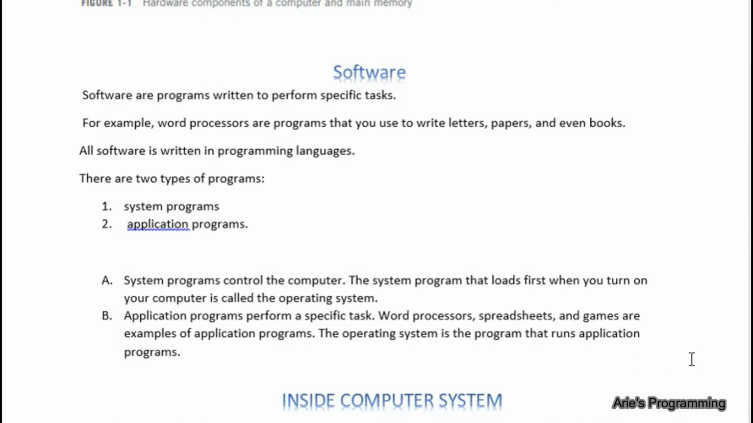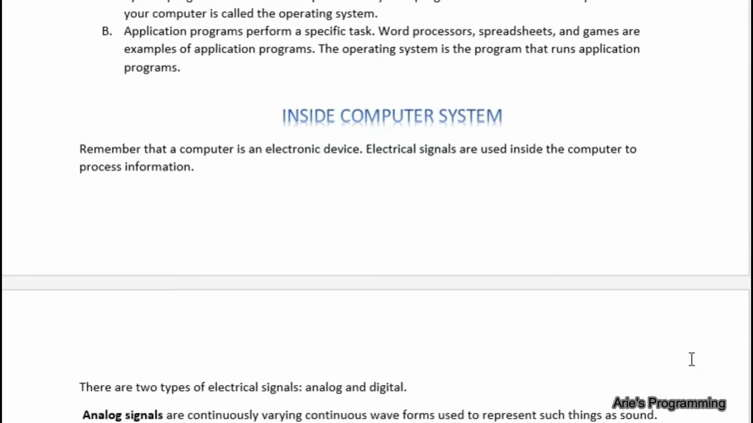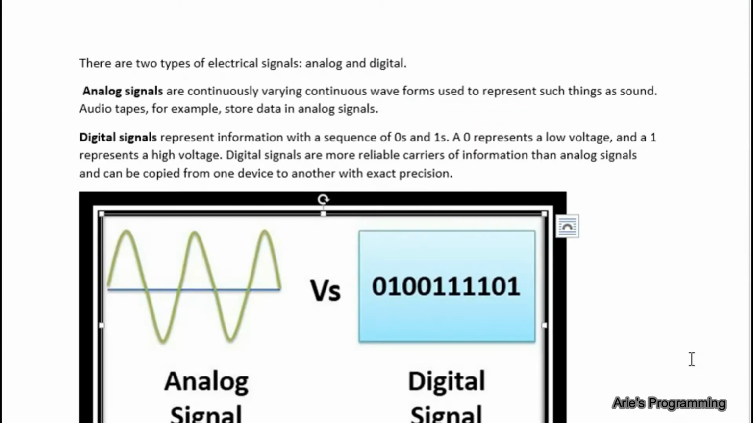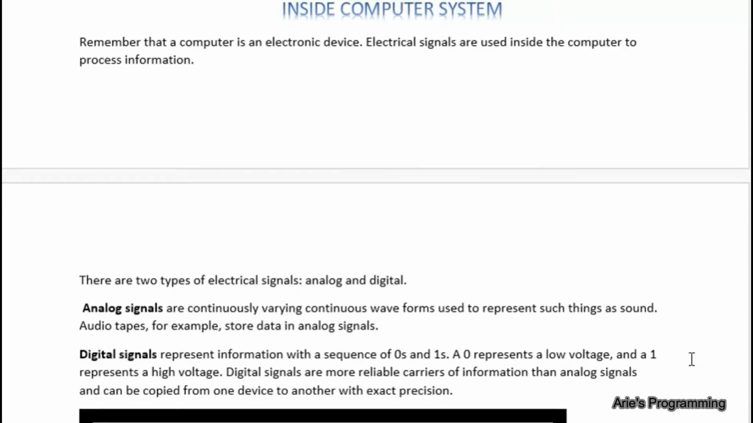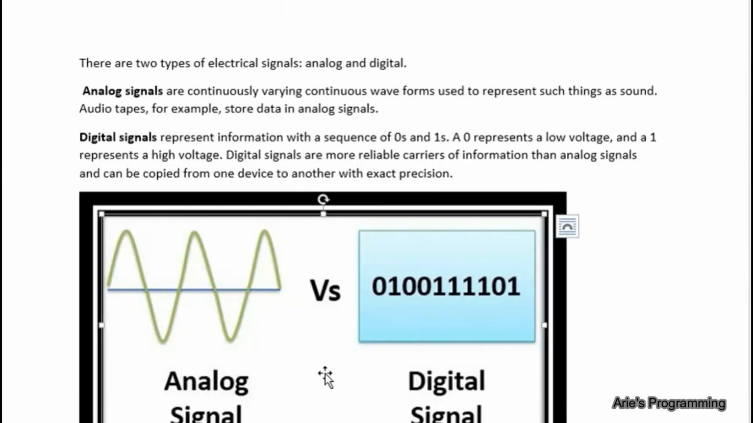Now, inside the computer system. A computer is an electronic device that uses electrical signals to process information. There are two types of electrical signals, analog and digital. A computer uses digital signals to process information. Analog signals are stored in waveforms, digital signals are stored in zeros and ones. You can see in the picture what is the exact difference between these two.